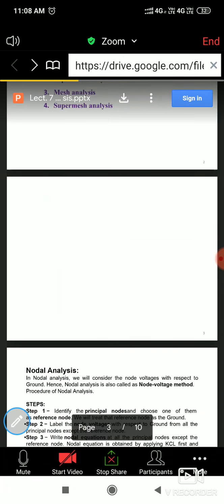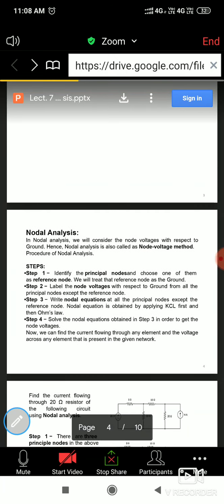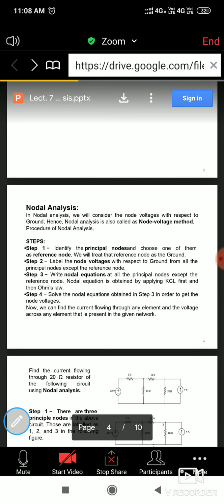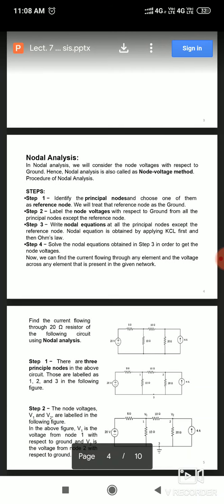Now we are going to discuss, or you can say, the revision. We already covered this point in the last lecture. So, nodal analysis we started. Once again, I will go through all these steps, and based on that, we are going to solve some problems. In nodal analysis, we consider the node voltage with respect to ground.